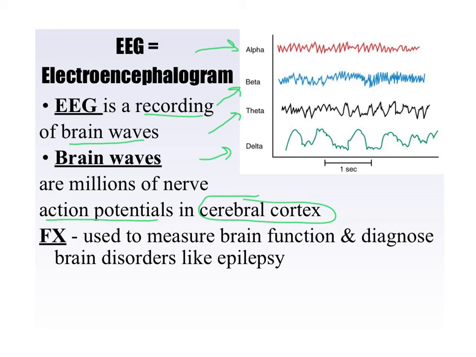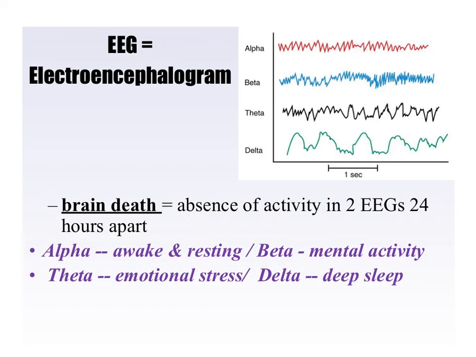Now, this is used to measure brain function and also diagnose different brain disorders like epilepsy, also some sleep disorders, and they also do it in sleep studies because these different waves happen at different times of the night. And so if someone was reading your EEG, they could tell whether you're dreaming, whether you're in deep sleep, or whether you're awake.